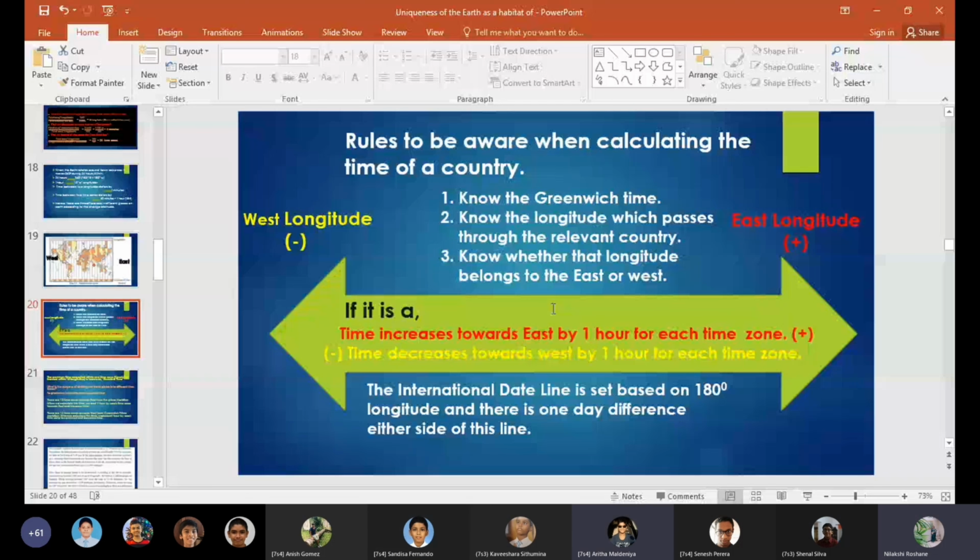Okay. So what you have to do is remember this. If it is located in the western longitudes, time decreases towards the west. But don't remember it as the western longitudes. Always remember the direction. If you have the information to calculate a specific question, you have to draw it.